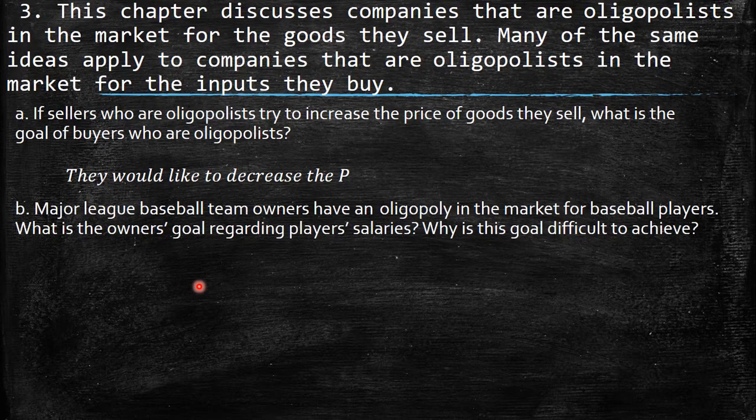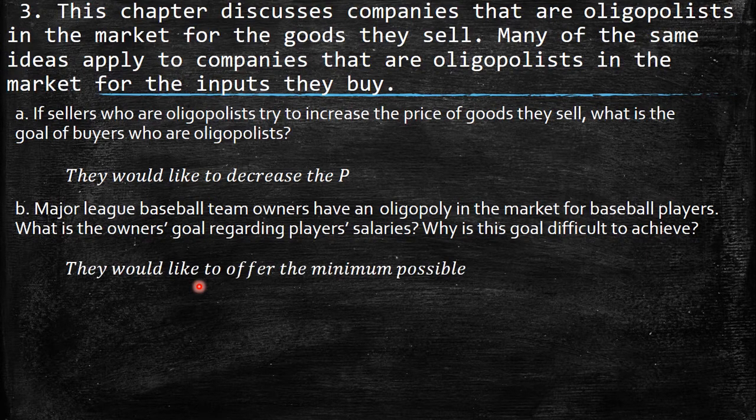So Major League Baseball team owners have an oligopoly in the market for baseball players. What is the owner's goal regarding player salaries? Why is this goal difficult to achieve? So the idea, basically, is they would like to offer the minimum possible salary. Actually, it should be okay, I would like you to play for $0. That should be the ideal scenario, but obviously this is impossible. Why is it so difficult? Because the lower the price you offer, the higher the probability the other team takes him. Okay, so for this reason, this is kind of a difficult situation.